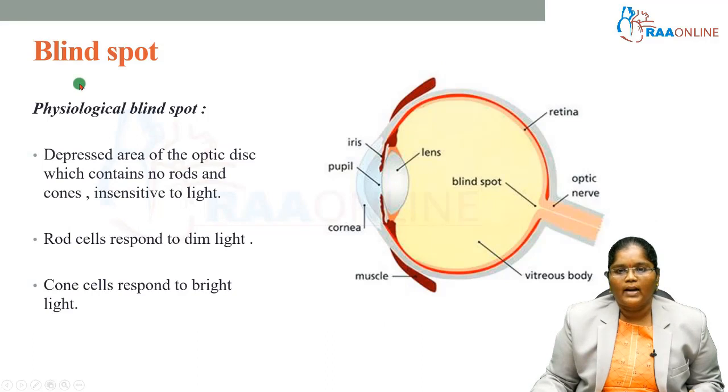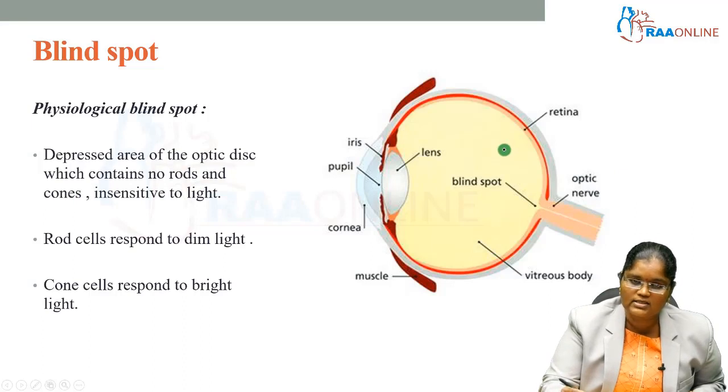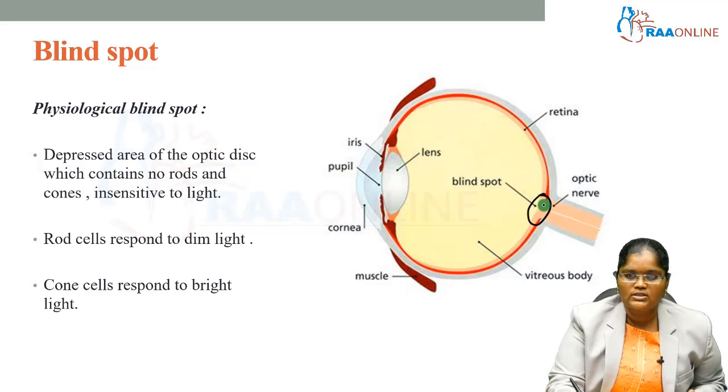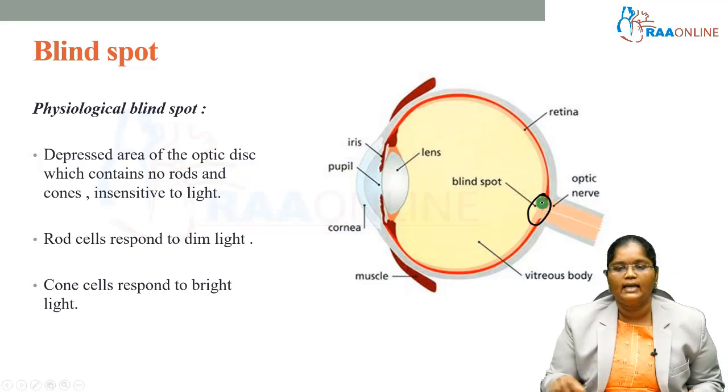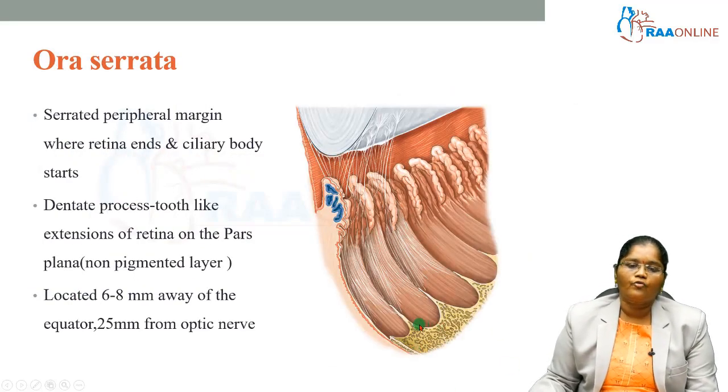So let's see what the blind spot is. It is a depressed area of the optic disc which contains no rods and cones. This is the point where the optic nerve emerges out from the retina, an area which doesn't contain rods and cones. Since it doesn't contain any pigment, it does not perceive light. So this part is called the blind spot of the eye. The rod cells present in the retina usually respond to dim light and the cone cells respond to bright light. So let's go to the area of the retina where there are no pigments present.